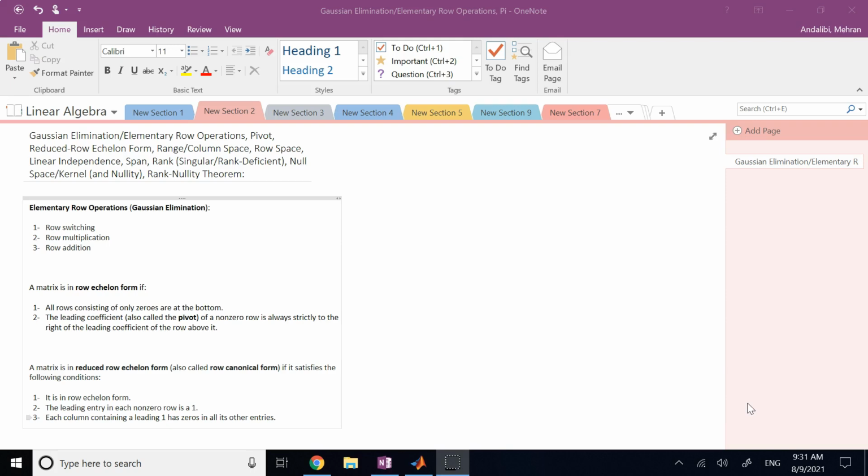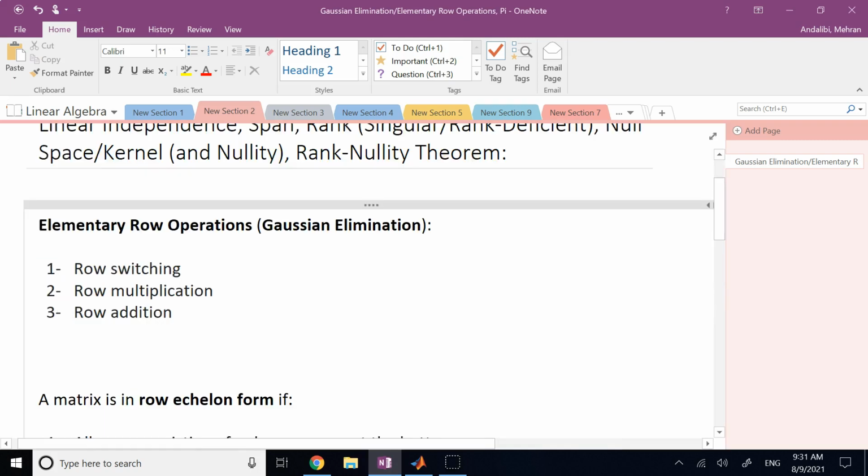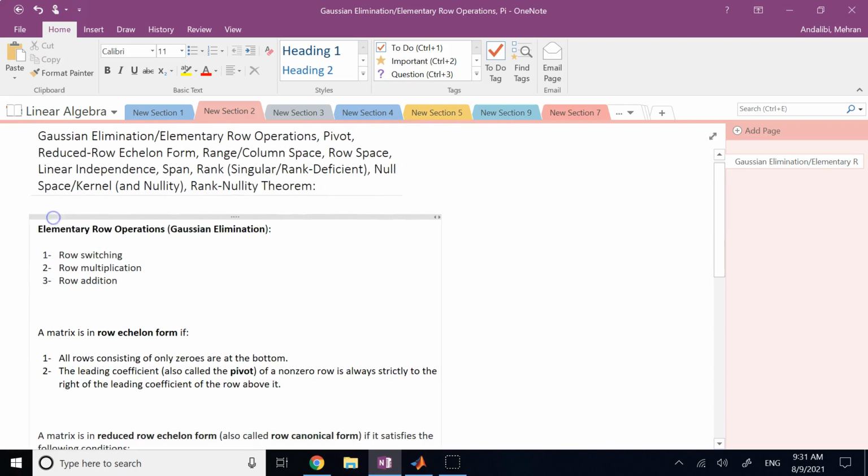So let's get started. One of the things that you might have heard is when you want to solve a linear system of equations, one of the methods to solve it is called Gaussian elimination, and the way you do it is using elementary row operations. So first of all, what is elementary row operation? Elementary row operation is if you have several equations written in several rows, you can switch the rows, you can multiply each row by a constant number, and you can add or subtract the rows.